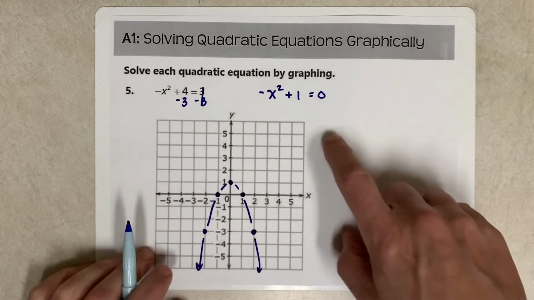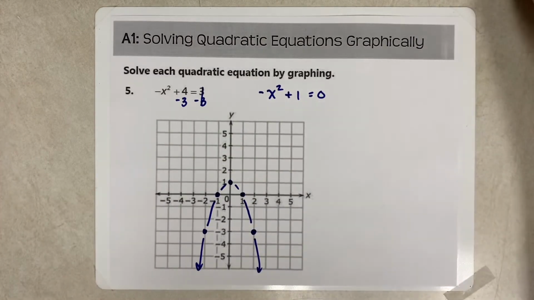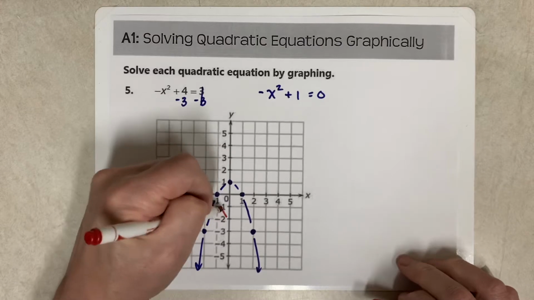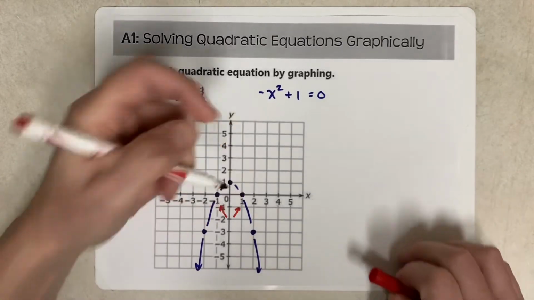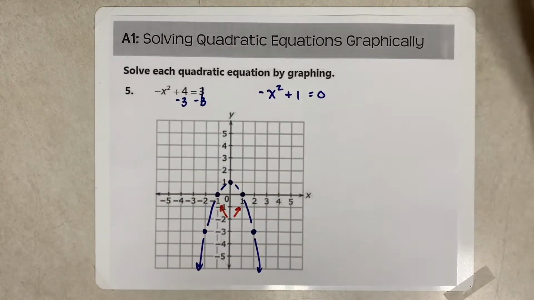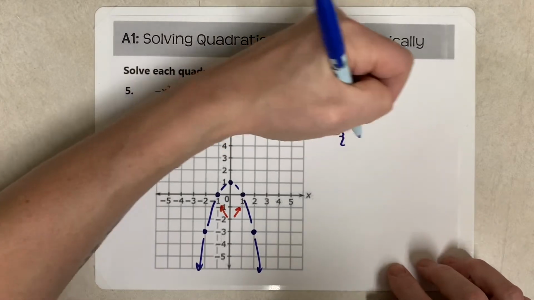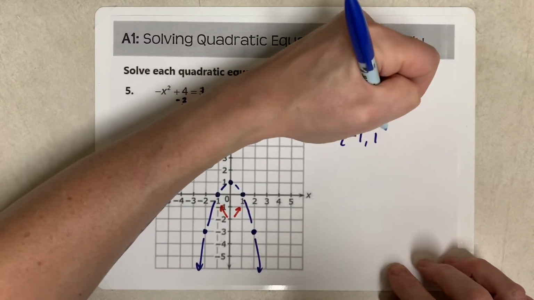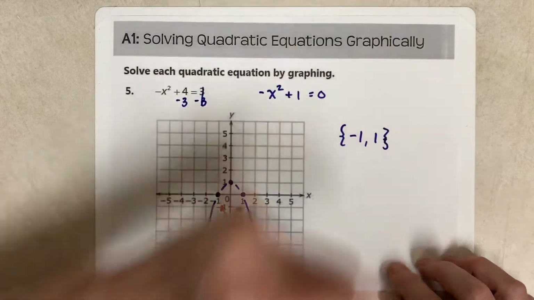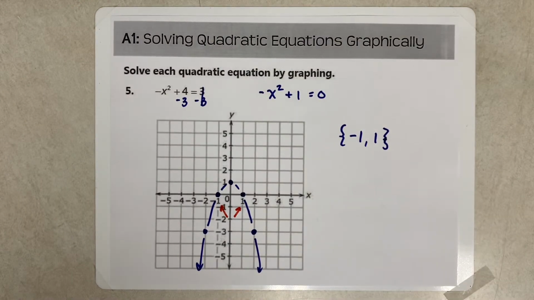And then now we just have to see where it equals 0, and we still see that it equals 0 at negative 1 and positive 1. So we still have the same 2 answers of -1 and +1. All right, next one.